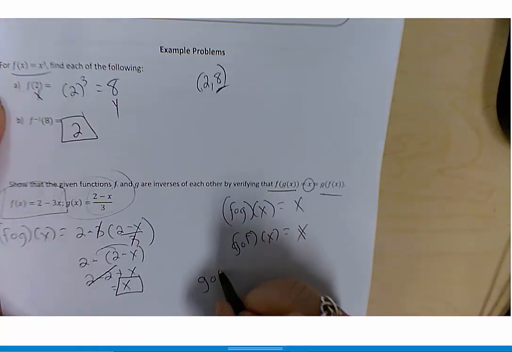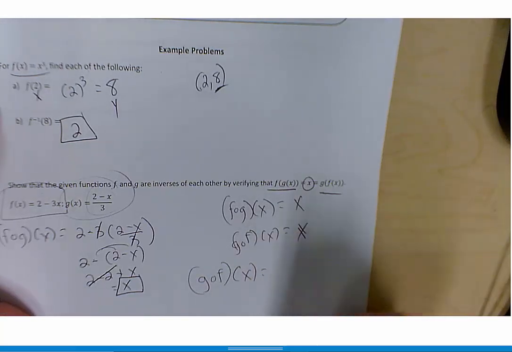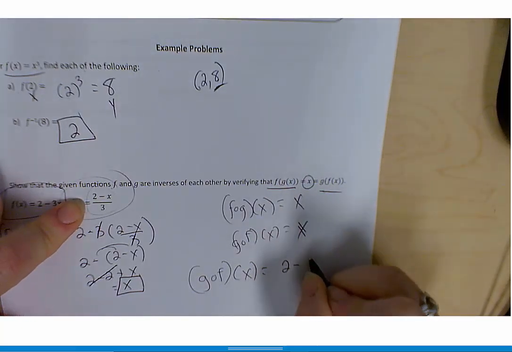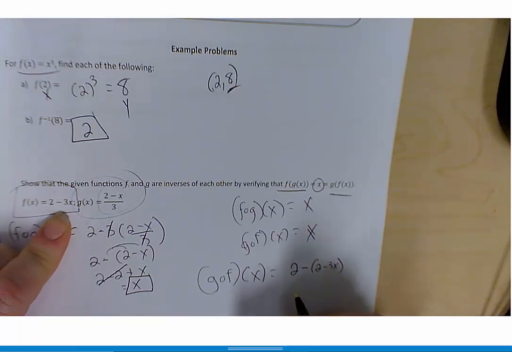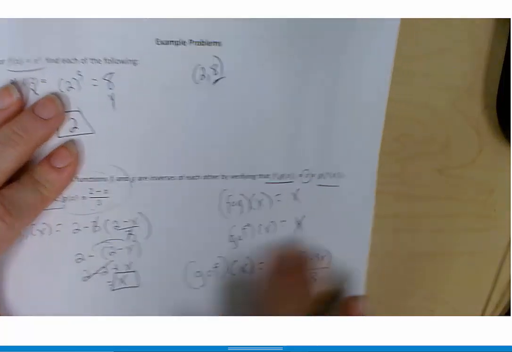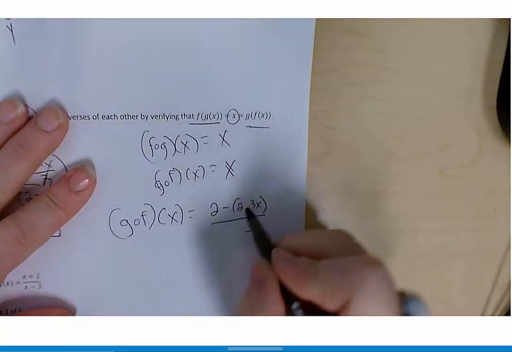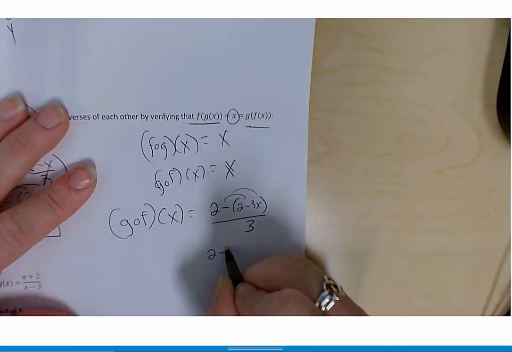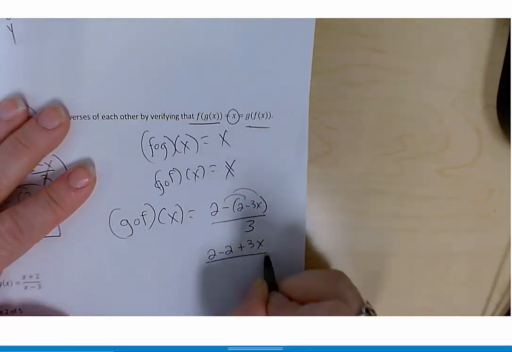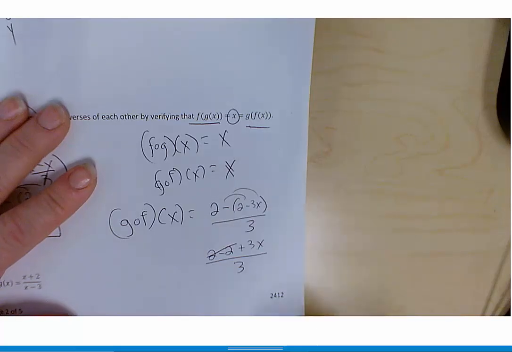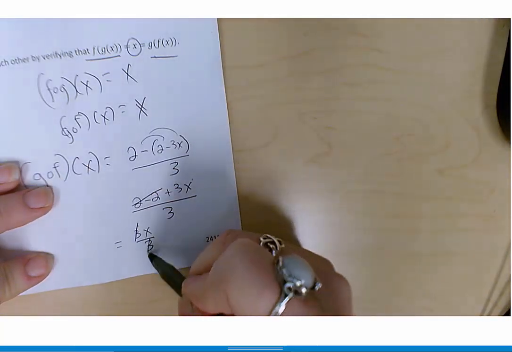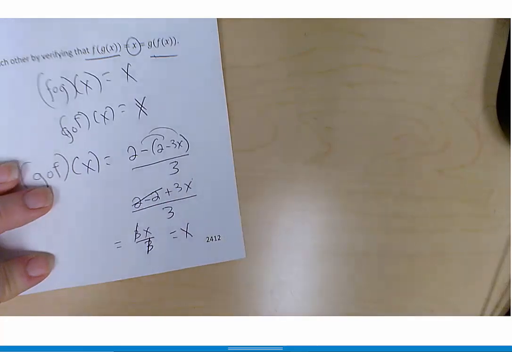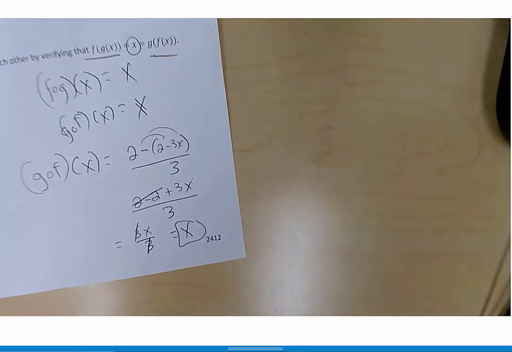Now let's do g of f of x. So we're going to do g of x here, so 2 minus x, where x is going to be the 2 minus 3x, putting that over 3. Simplify this. Now when we simplify this, again, distribute in the numerator to get 2 minus 2 plus 3x over that 3. 2 minus 2 is 0, leaving us with the 3x up top over 3 down bottom. Cancel the 3 in the numerator with the denominator, and we also get an x here in the end.